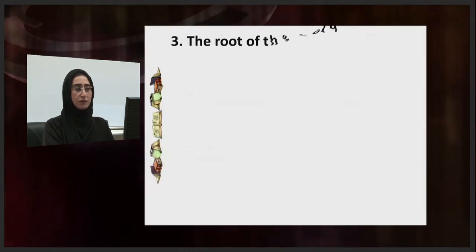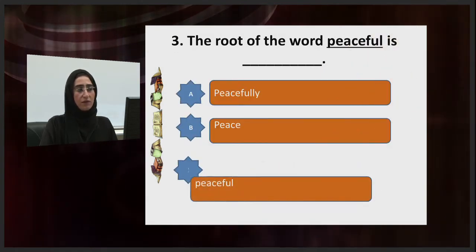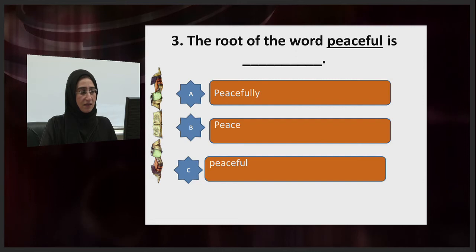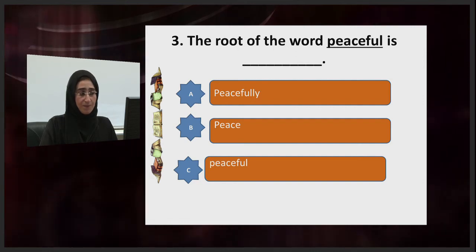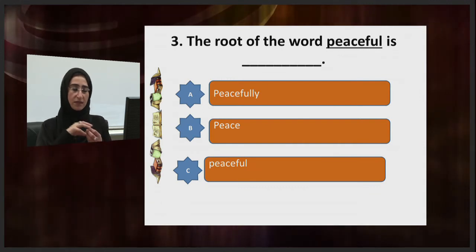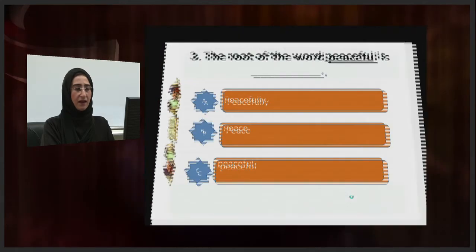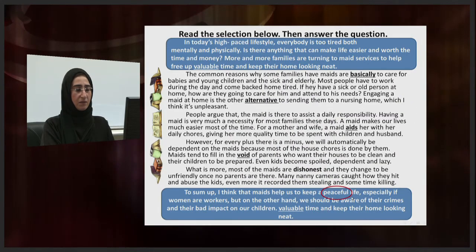Now, let's move to the word root. The question comes in this way. The root of the word peaceful is peacefully, peace, or peaceful. We will get the main word. We will take off the suffixes and the prefixes if there are any, and then we will try to find the answer here.